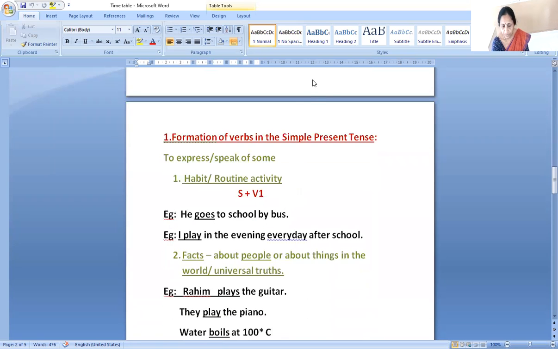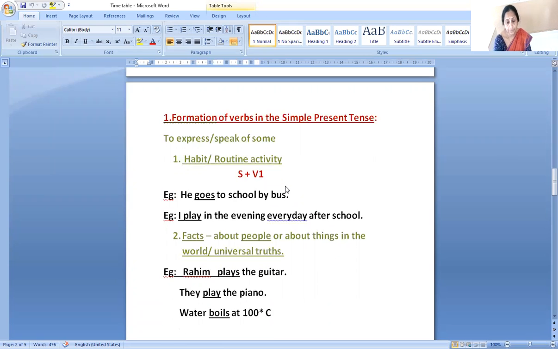So now we will go straight to the formation of simple present tense. Now, when do we use simple present tense? It is normally to express or speak of some habit or routine activity. Understood? So to express such actions, you will use simple present tense. How do you form a verb in the simple present tense? By using the subject plus the first form of the verb.